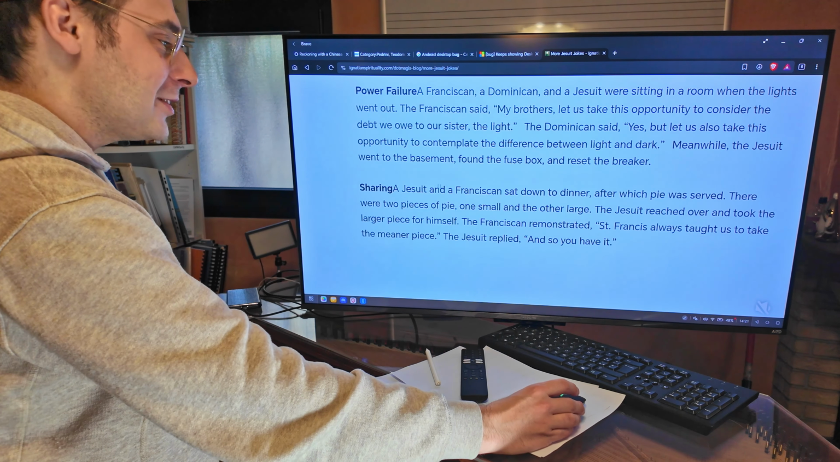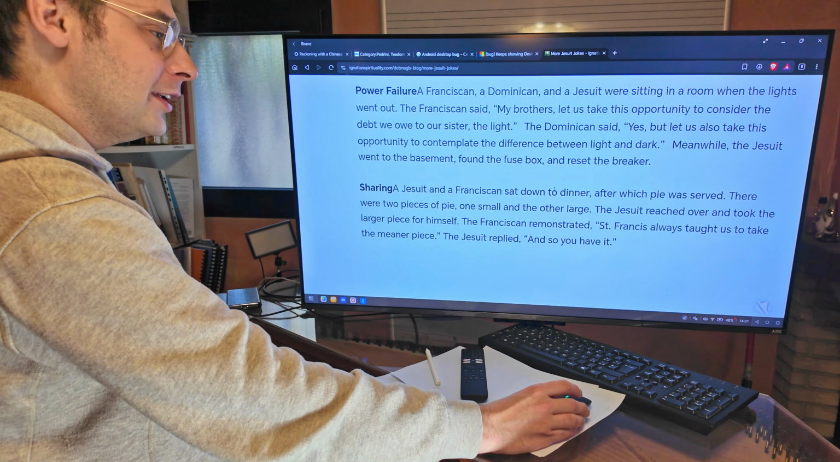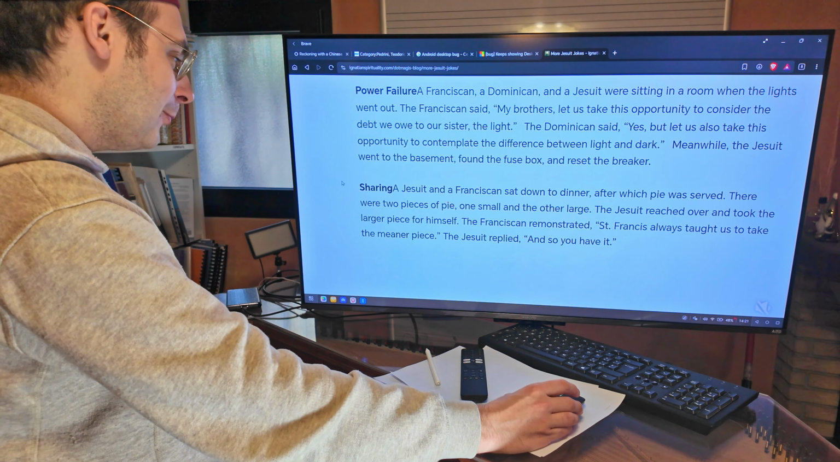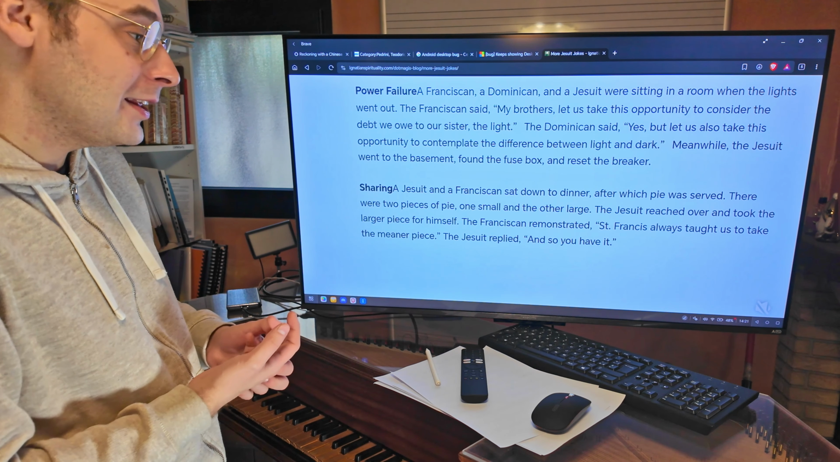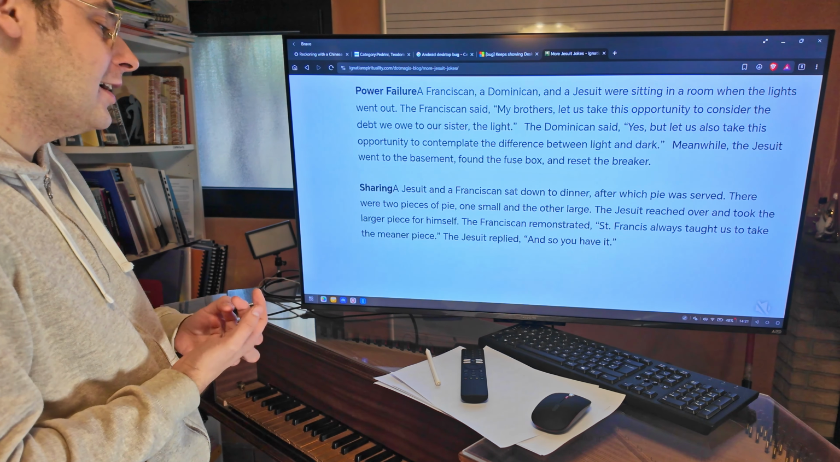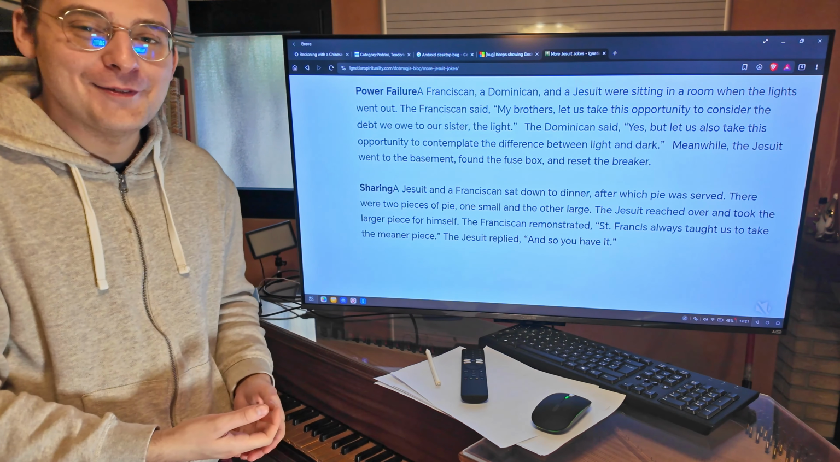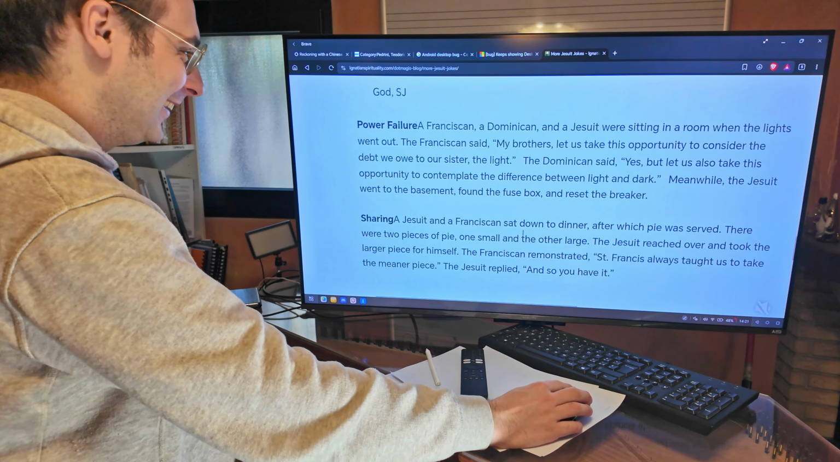Sharing. A Jesuit and a Franciscan sat down to dinner, after which pie was served. There were 2 pieces of pie, one smaller and the other large. The Jesuit reached over and took the larger piece for himself. The Franciscan remonstrated, "St. Francis always taught us to take the meaner piece." The Jesuit replied, "And so you have it." Yes.